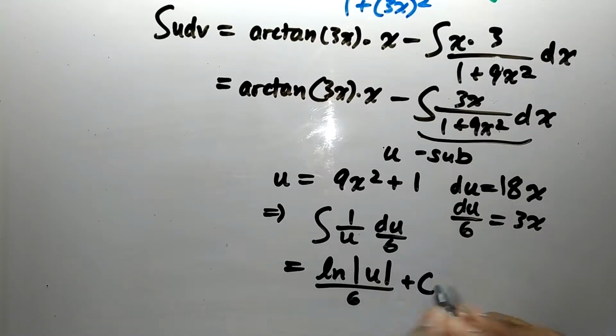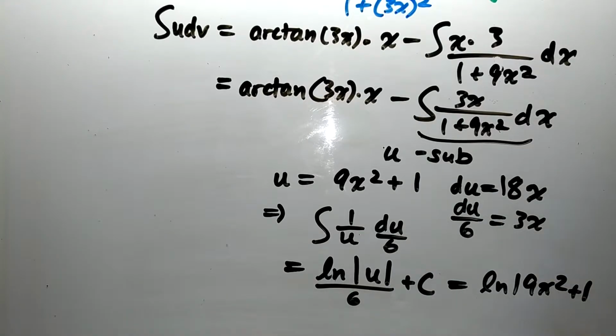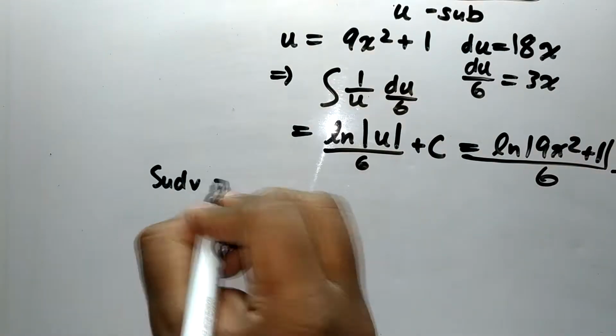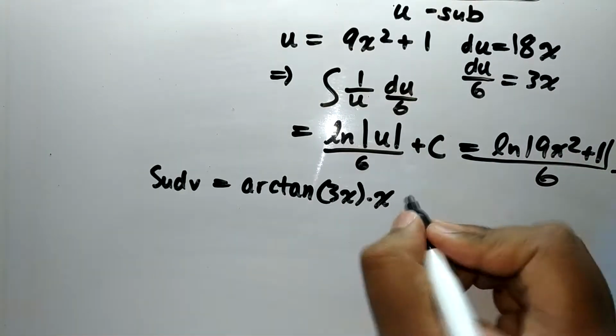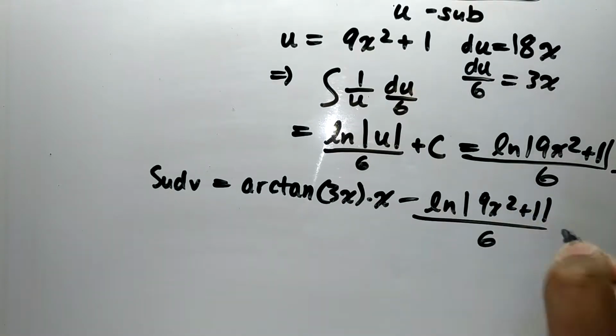It's just ln absolute value of u over 6 plus c, and put the u back in, it's just ln of 9x squared plus 1 over 6, and then you can just fill in the original integral.